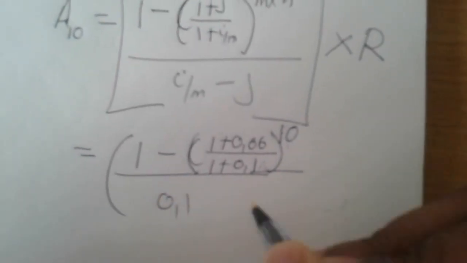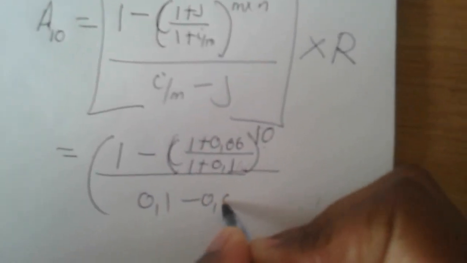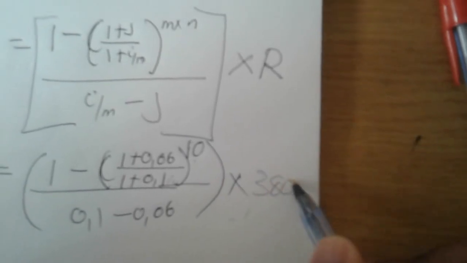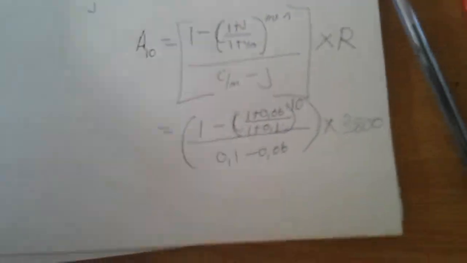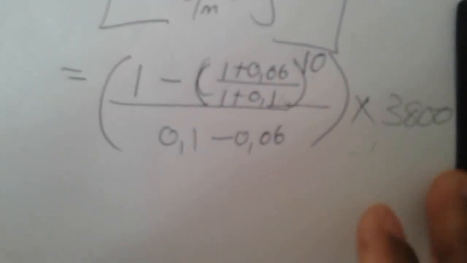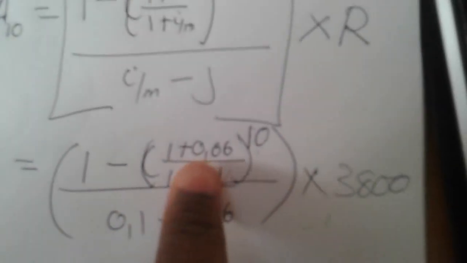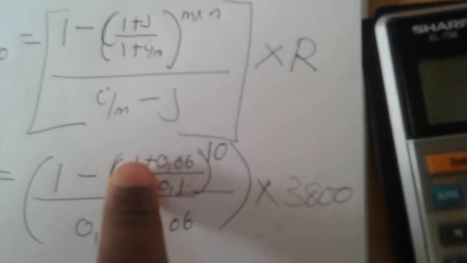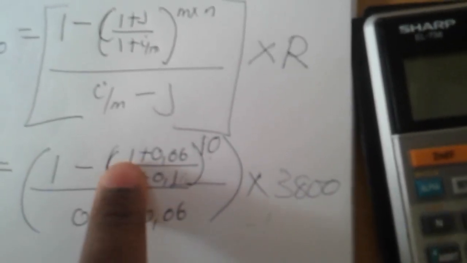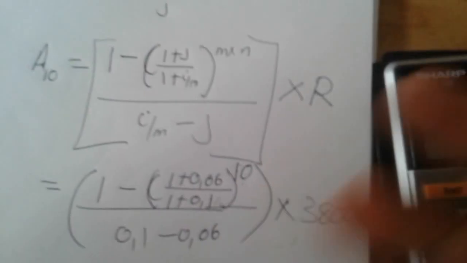Divide by 0.1 minus 0.06. Right? Multiply by the first payment, which is 3,800. There you go. So now let's punch this in our calculators. Sometimes, especially this part here, there's no need for you to punch 1 plus 0.06 because you can do this in your head. It's 1.06. But fine, I'll show you both ways.